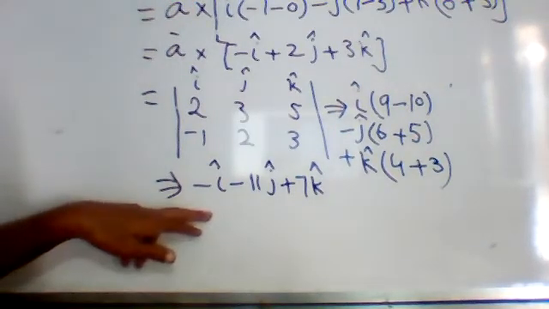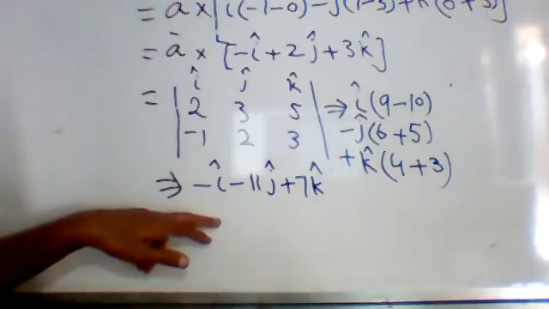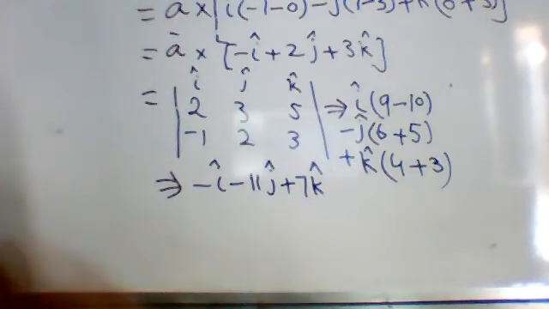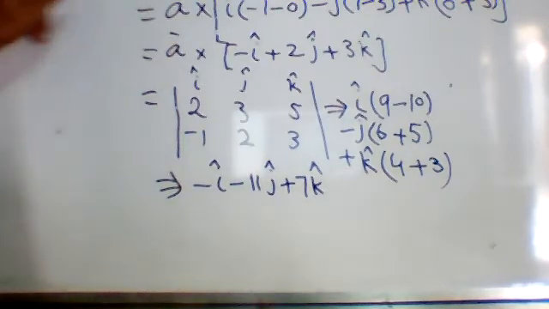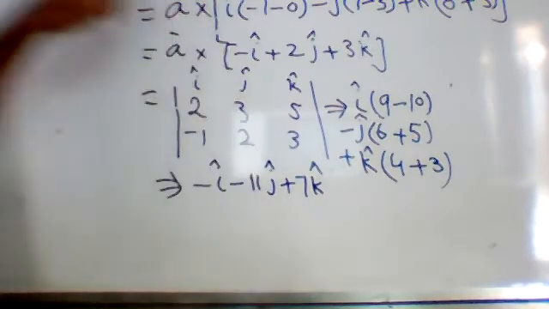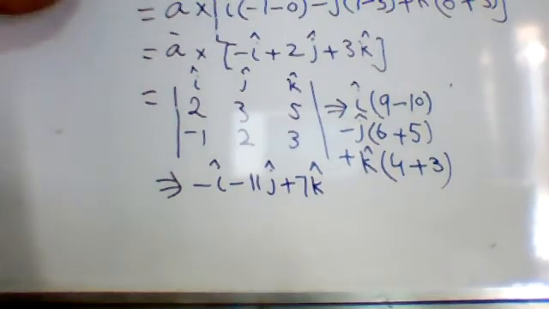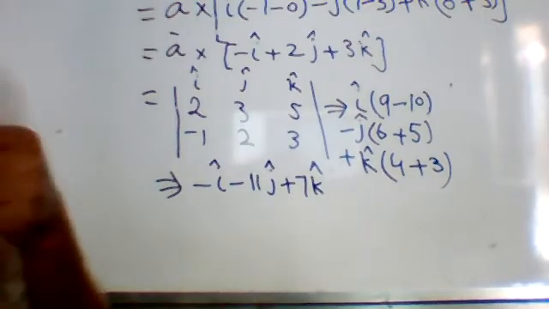So understood? This is the correct answer. When three vectors are multiplied in such a way that the answer is a vector, that is called the vector triple product. And remember, when we are multiplying vectors, there must be a cross or dot between the two vectors.